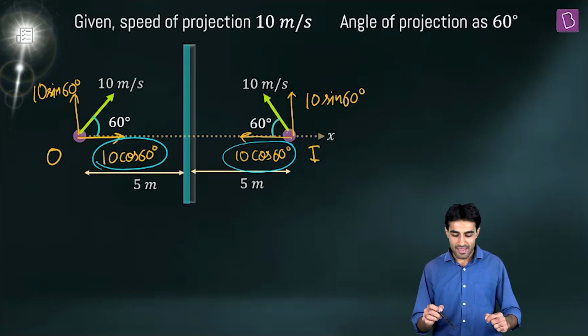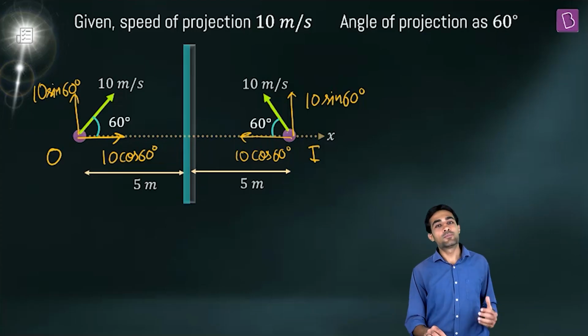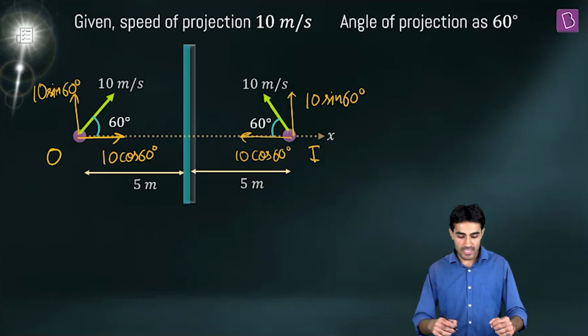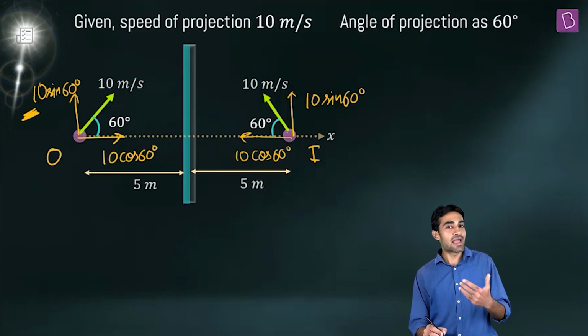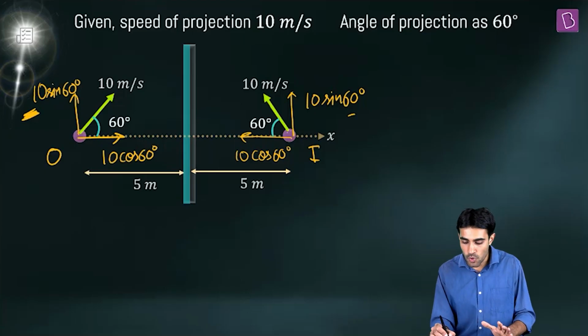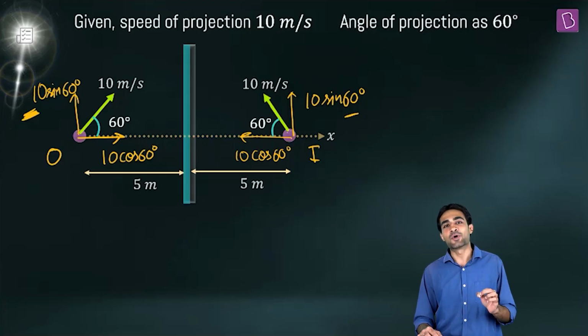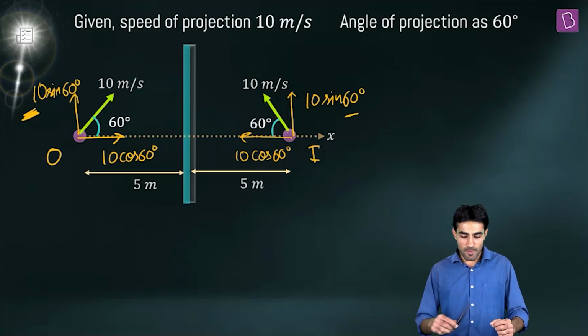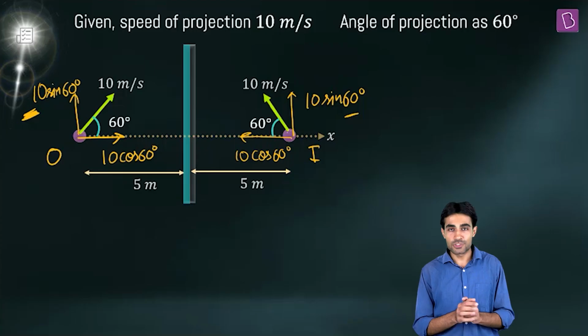Now, the velocity of the object is going to change with time. This vertical component will decrease with time as time passes initially. And we know for the image also, this will decrease with time. And what about the x component? The x component will remain the same. It won't change with time.